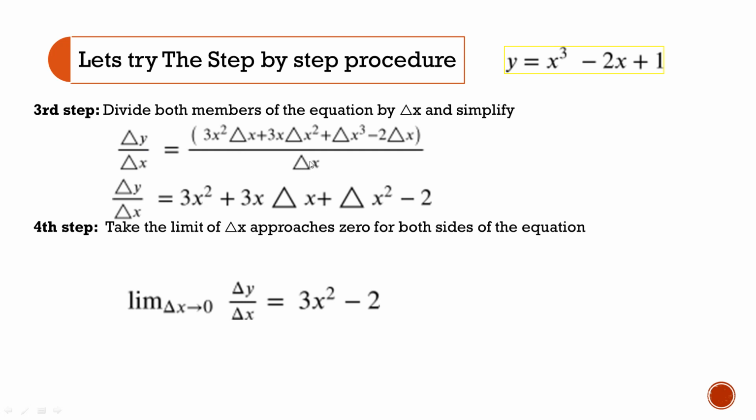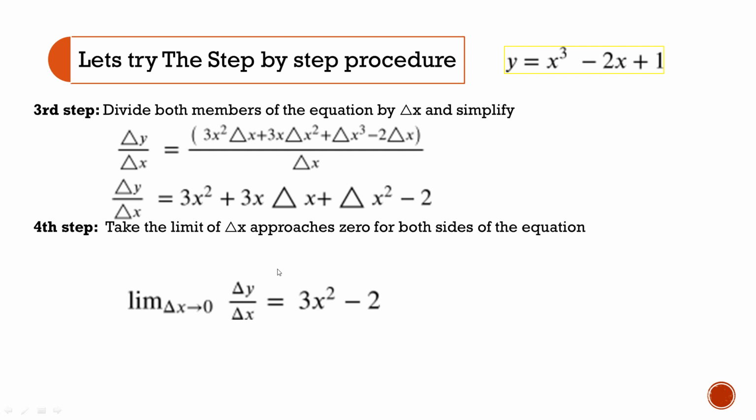All of those will be divided by delta x, and we can see here that the first term now is 3x squared. The second term, one of the delta x was cancelled, so 3x delta x plus, one of the delta x on the third term will be cancelled, delta x squared, and then minus 2 delta x will be cancelled to the fourth term.